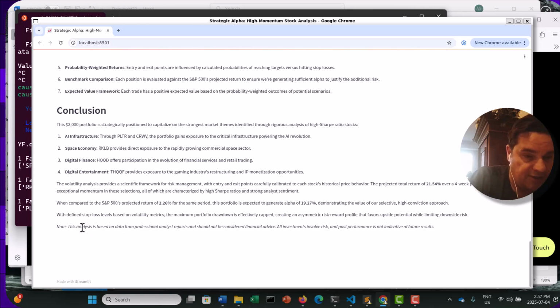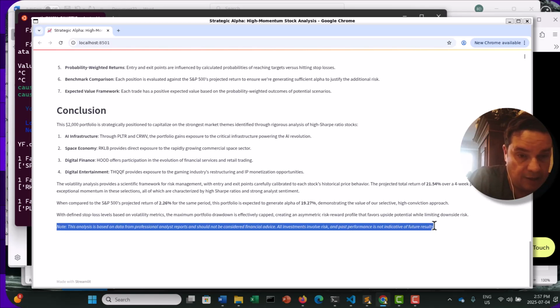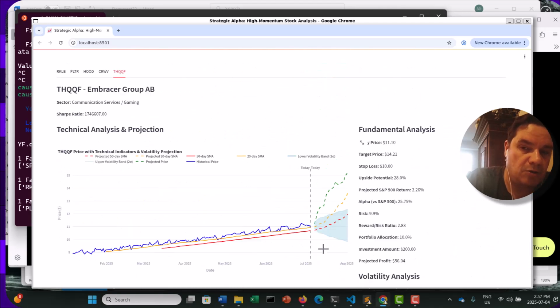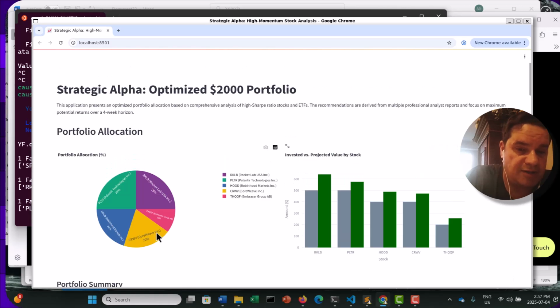So this is the important part. Analysis based on data from professional analyst reports and should not be considered financial advice. All investment involves risk, and past performance is not indicative of future results. There you go. So who knows? I'm gonna chance it.